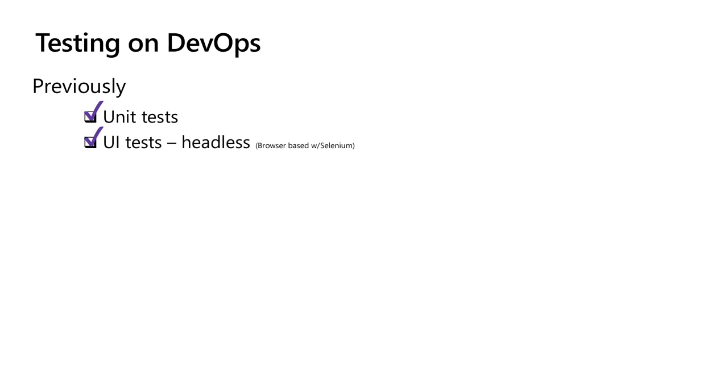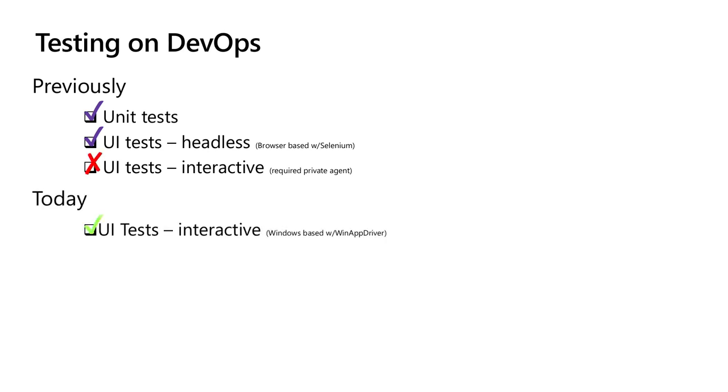This is for web browsers: Chrome, Firefox, IE, and Edge. And interactive unit tests were hit or miss. I mean, you could have a private agent, sure, but it didn't really work the way you wanted it to. Well, today we changed that, and we're bringing UI tests in interactive mode in full scale, and that would be Windows-based tests using WinAppDriver. So you're probably wondering what's changed, and that's a fair question. Let me show you. Let me get into that right now.